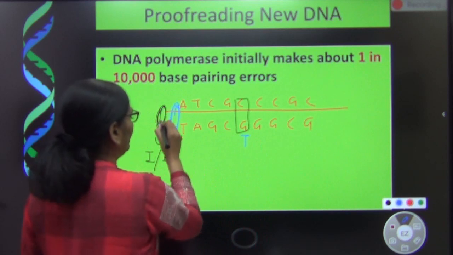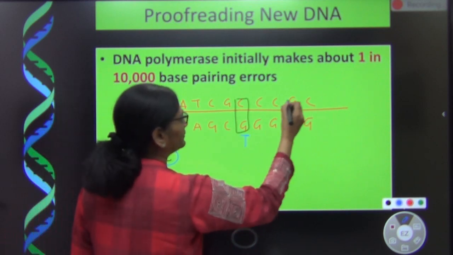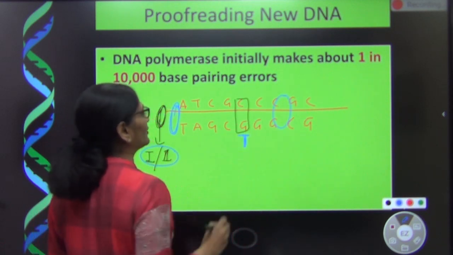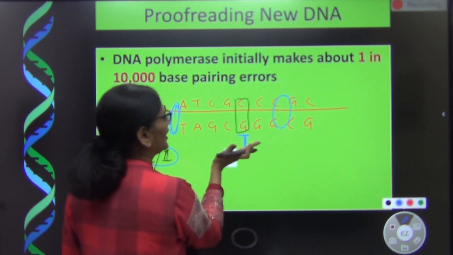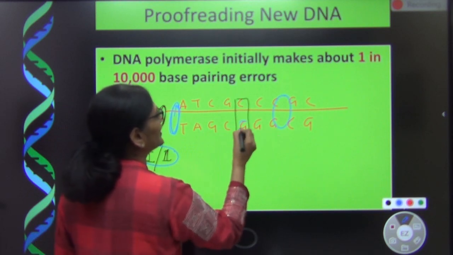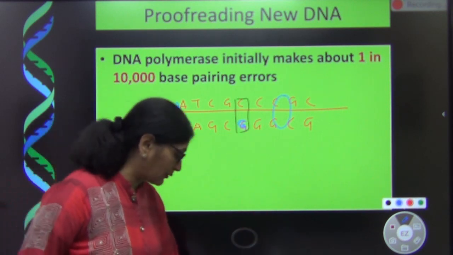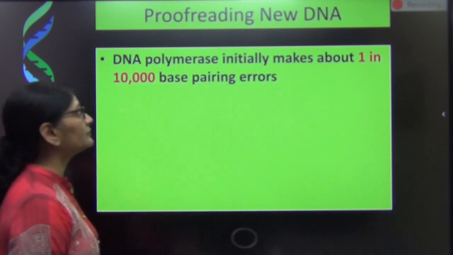So this polymerase 1 and 2 will move ahead. And what did it do? It placed T here instead of G. As this polymerase comes, it will see, oh, there's a mistake. It will remove this T, replace it by G, and rectify all the mistakes. So there is a provision of proofreading in the case of DNA replication as well.